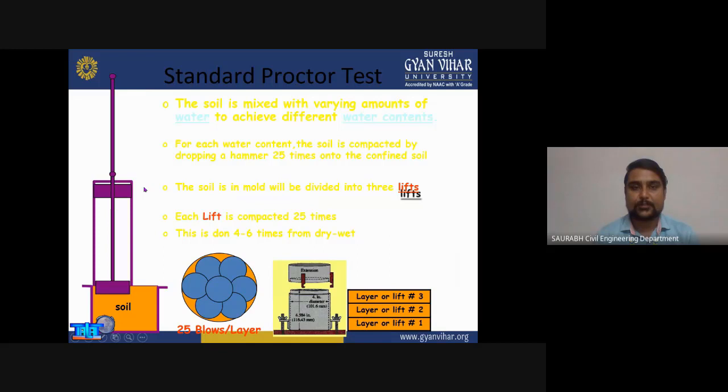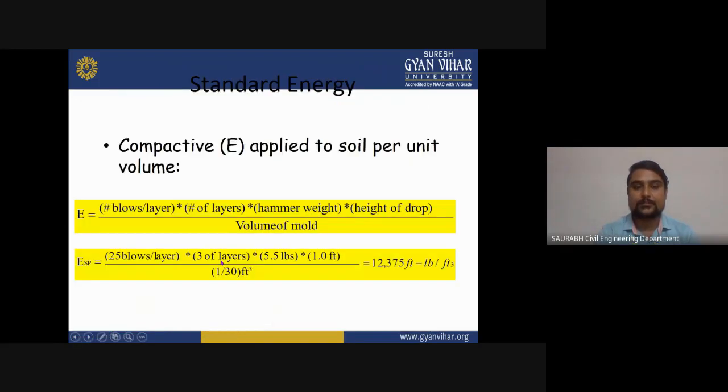In the standard Proctor test, the soil is mixed with varying amounts of water to achieve different water contents. For each water content, the soil is compacted by dropping a hammer 25 times onto the confined soil. The mold is divided into three lifts, and each lift is compacted 25 times. We can also say the soil is divided into three layers, and each layer is compacted 25 times. This is the pattern of doing the compaction here.